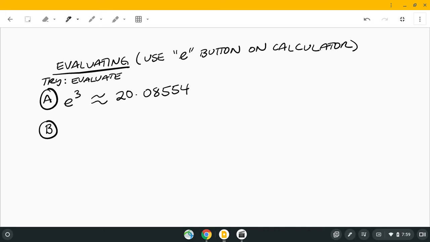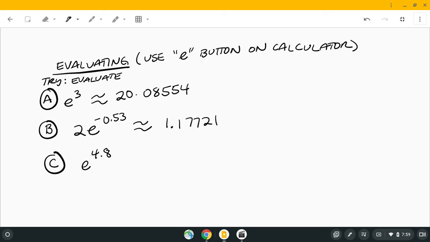Okay. And then try this one. 2 times e to the negative 0.53. Okay. Punch that into your calculator and make sure you are getting 1.17721. Okay. And then try this one as well, e to the 4.8, and see if you are able to get 121.51042.